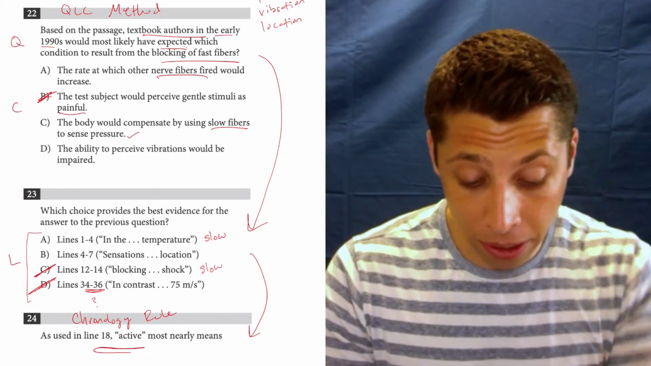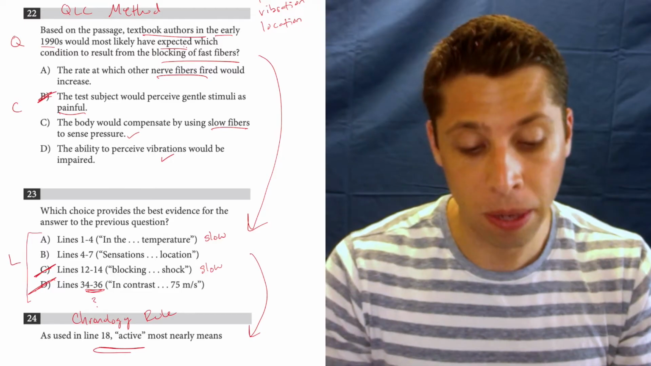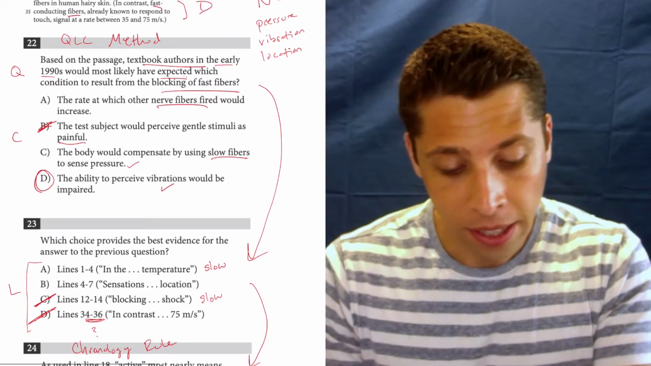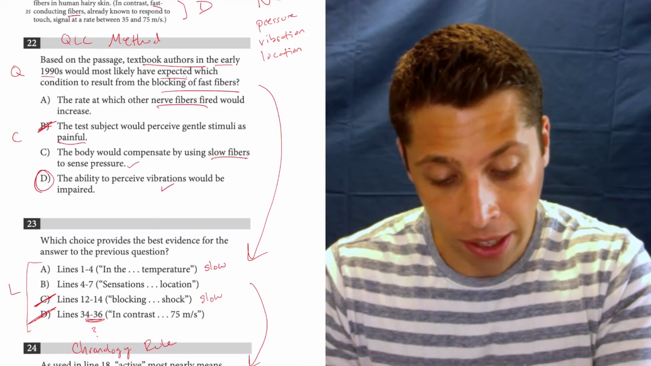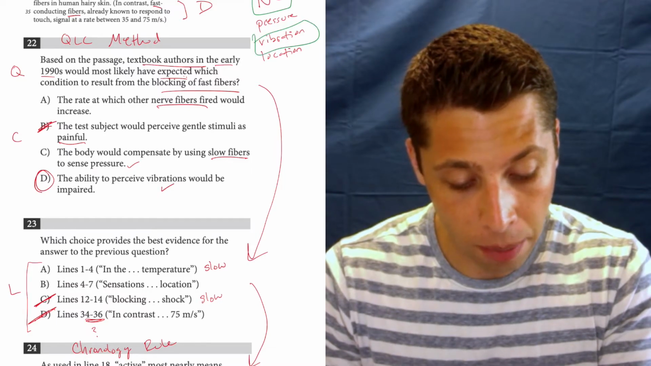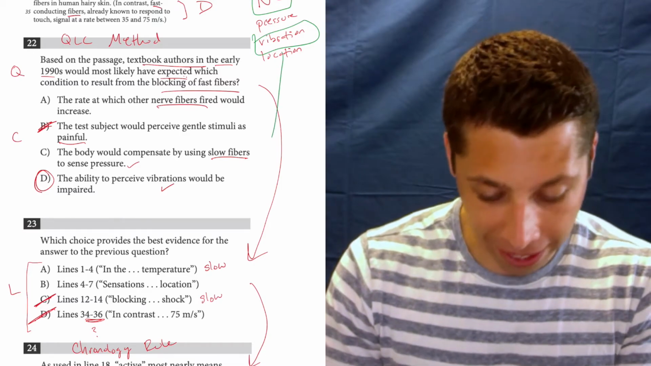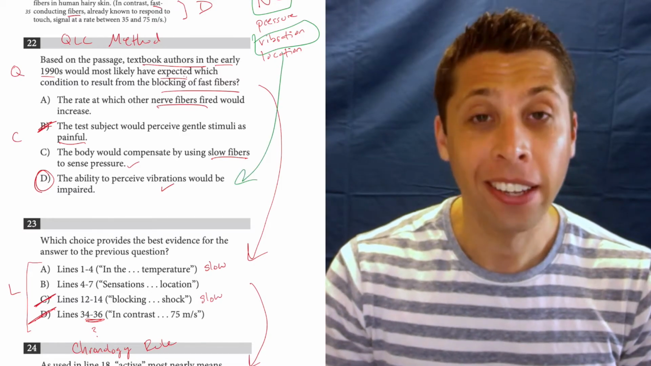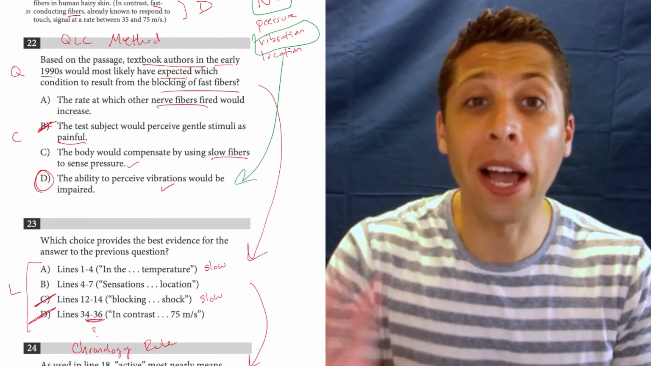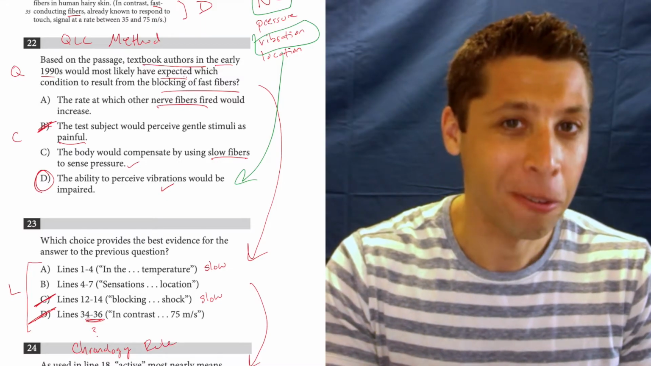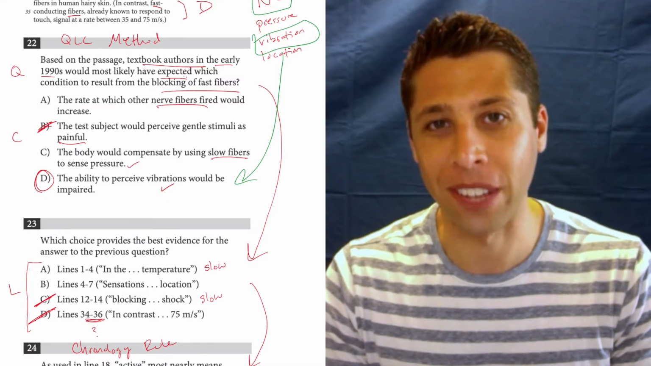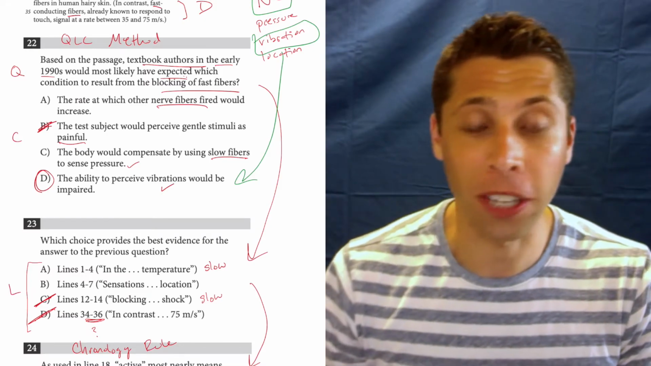So D, the ability to perceive vibrations would be impaired. Oh my gosh, that's exactly what we said here. I mean, look, no vibrations was our guess of what would happen if we blocked the fibers. And that's literally what this choice is saying, that there would be no vibrations. Maybe impaired is weaker, which is good. We like weaker choices anyway, but that matches with our dumb summary.